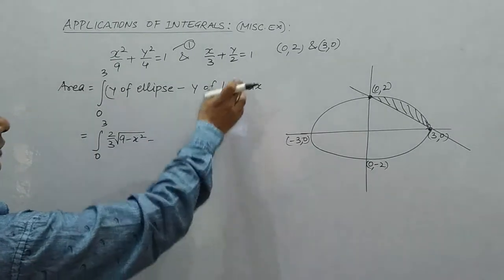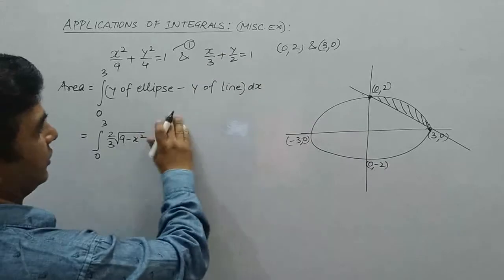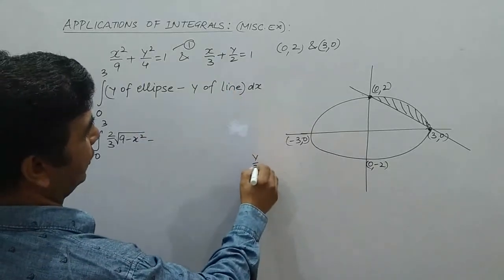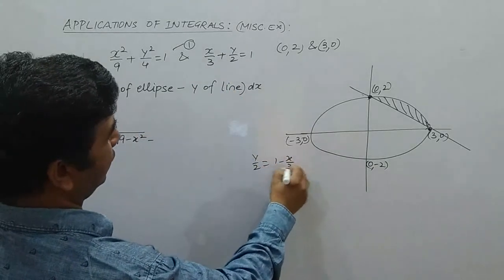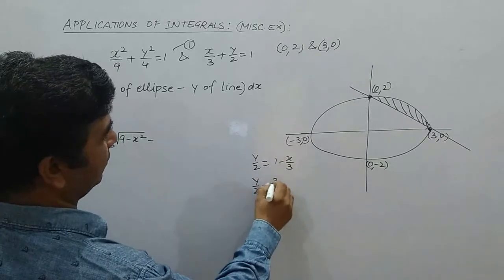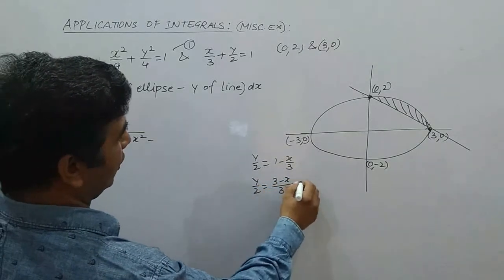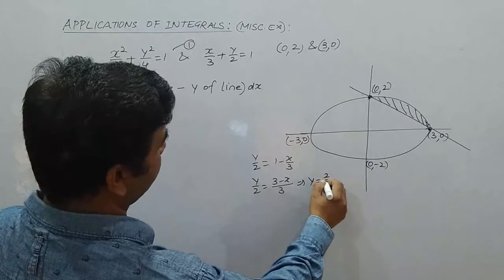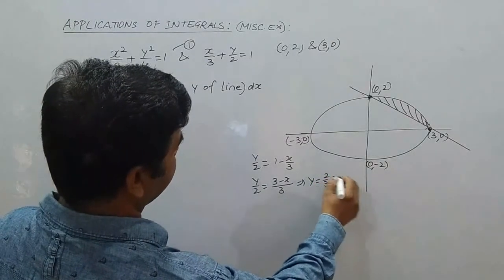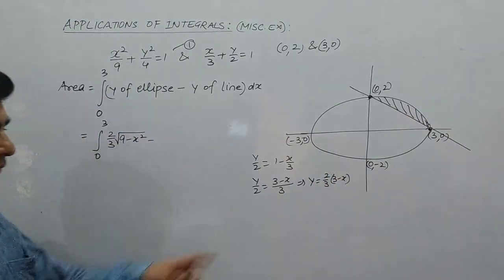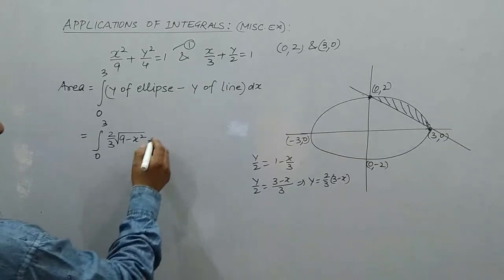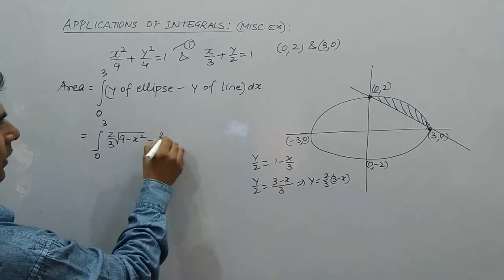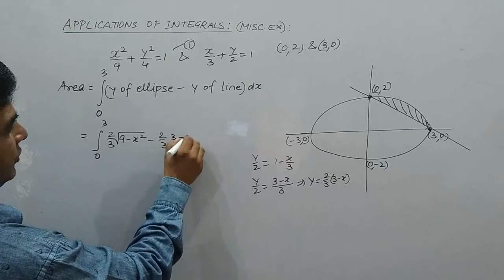y of line में से y की वैल्यू निकालेंगे, and this is given by y by 2 is equal to 1 minus x by 3, or y by 2 is equal to (3 minus x) upon 3, or simply y is equal to 2 by 3 times (3 minus x). This is your value of y from the equation of line. So this is 2 by 3 and (3 minus x).